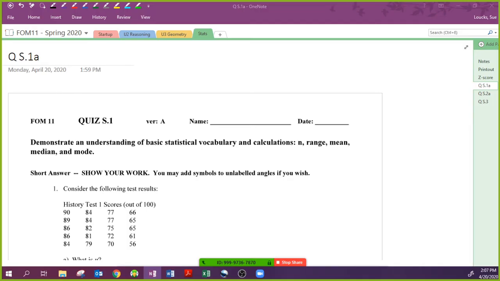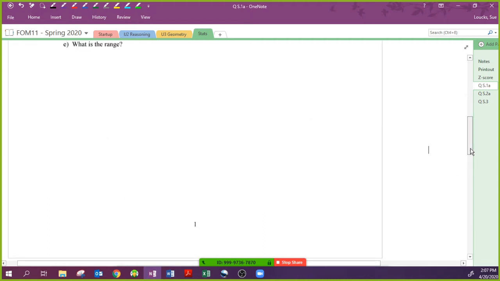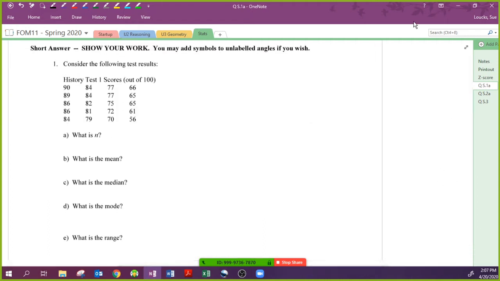All right, so quiz 1. The N is just how many data points are there. Most of you did really well on that. It's just 20.